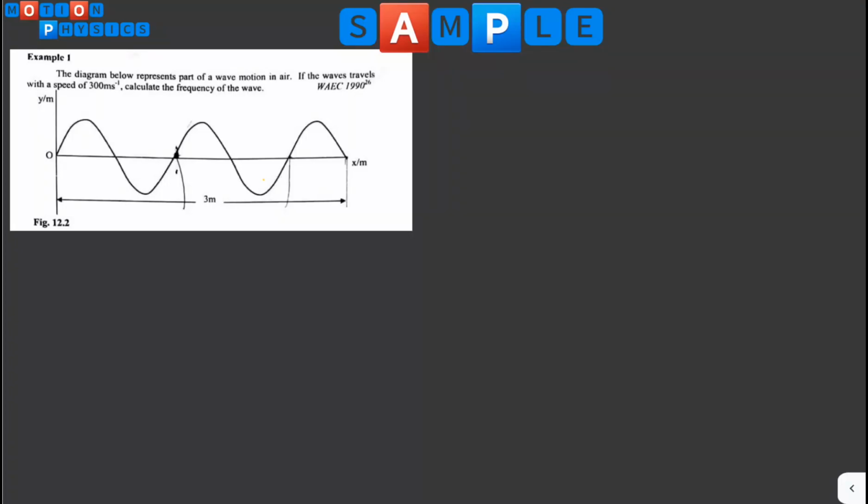Welcome. Should you come across this question in your forthcoming exam, here's exactly how to crack it. And I would like to give credit to WAEC and also All-Inclusive Physics.